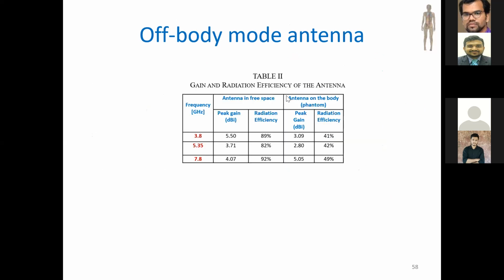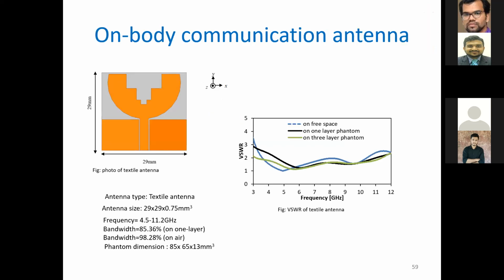We also see the free space. Also, we can see the antennas for free space gain variations. We also see the antennas for the on-body, and also we see the efficiencies. Efficiency also drops on the body, due to the fact that we use the muscle. Now I want to show you about the on-body.